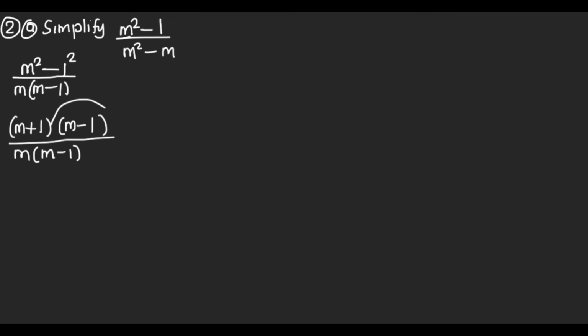So we can see that these two are common, so we can cancel them. So our final answer is m plus 1 over m. So this is our final answer. Do not cancel this because the m plus 1 is one expression, so these two are not the same.